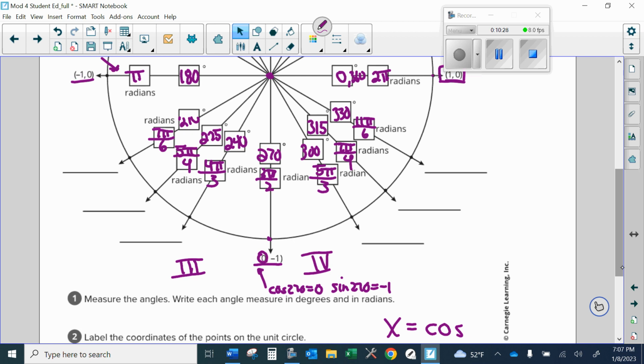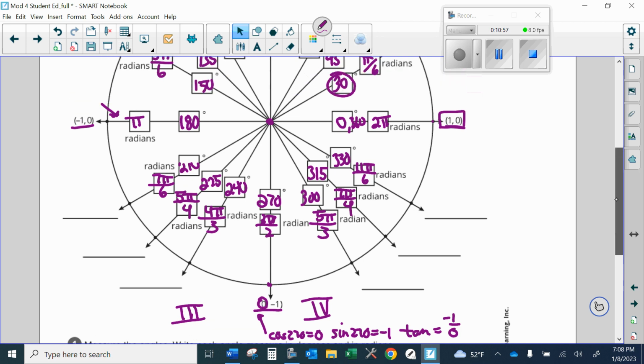Okay? Every x coordinate is the cosine of that degrees or the radians. Every y coordinate is the sine. And then tangent would be taking the y divided by x. So in this case, tangent is y, -1 divided by 0. Can we ever divide by 0? The answer is no, so it's undefined. So the tangent of 270 is undefined.